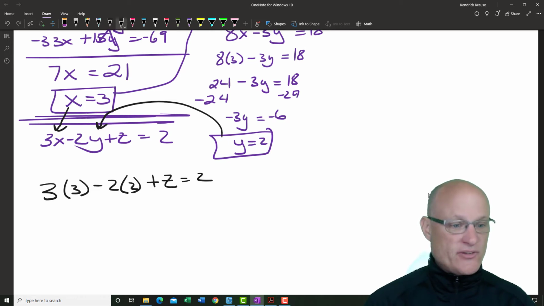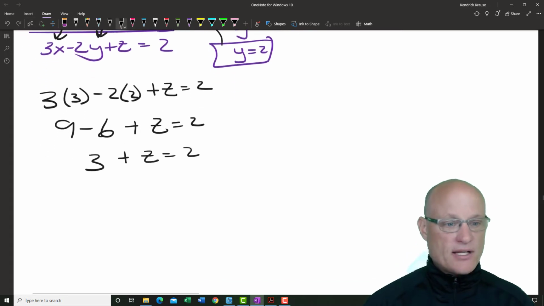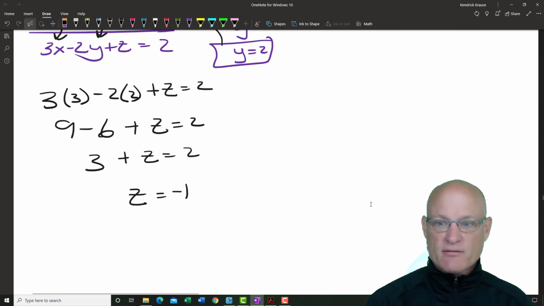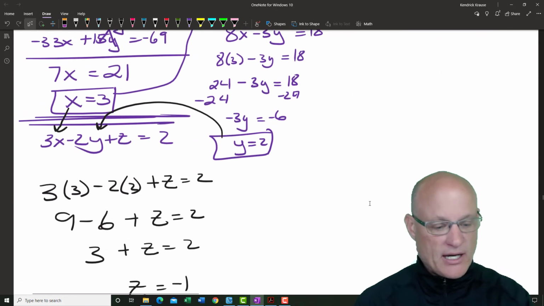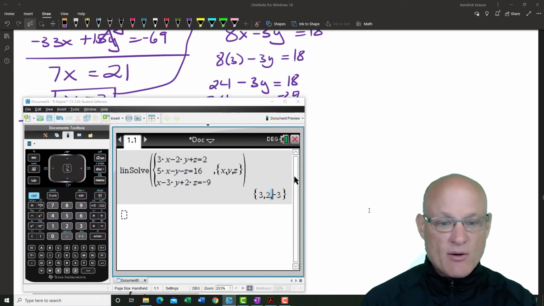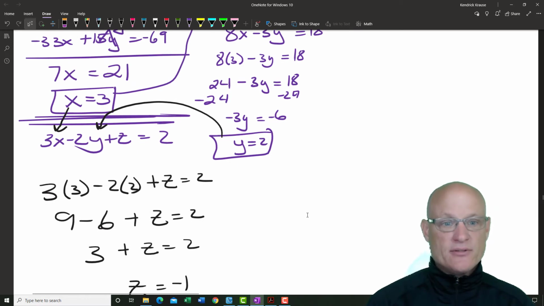All right, so this is 9 minus 6 plus z equals 2. This is 3 plus z equals 2. I feel like I made a mistake. Subtract 3, I get z equals negative 1, but I don't believe that's the right answer. Was that the right answer? No, I got negative 3. So now I know I've made a mistake somewhere. Let me go over to my calculator. Now I've got to figure out where my mistake is.